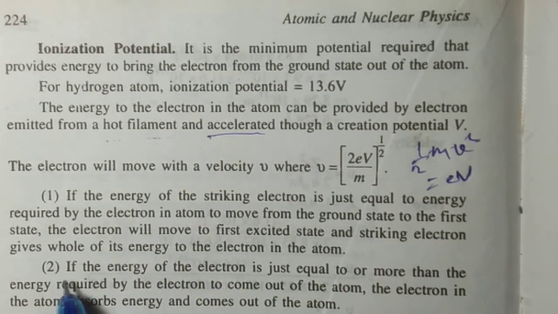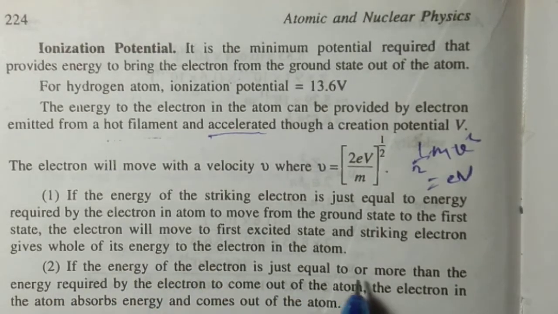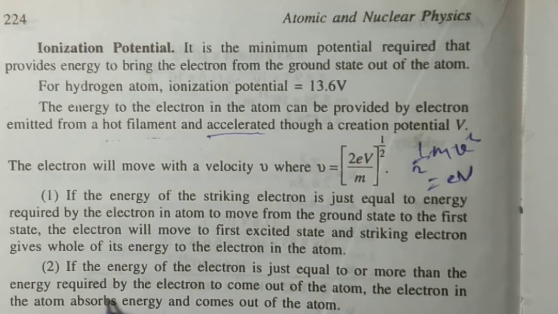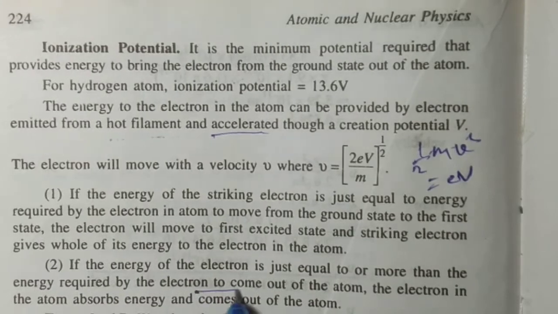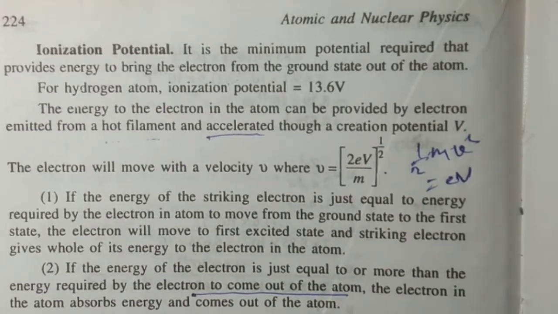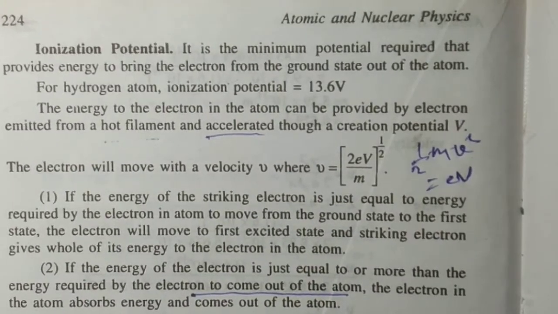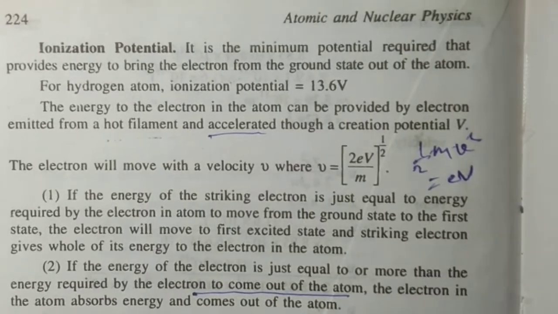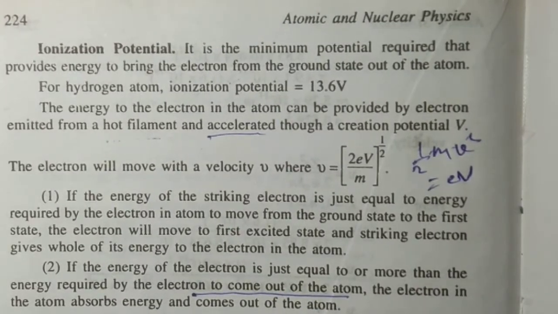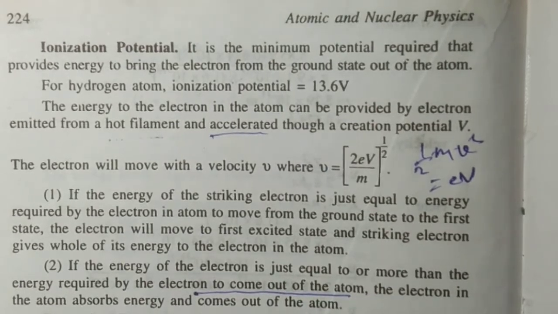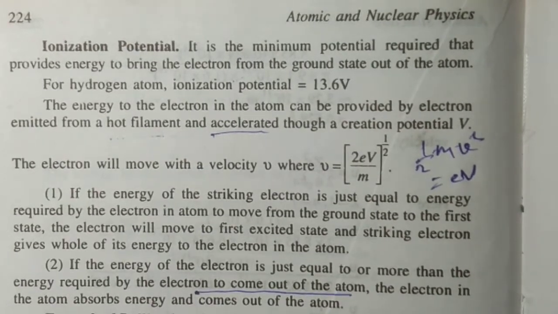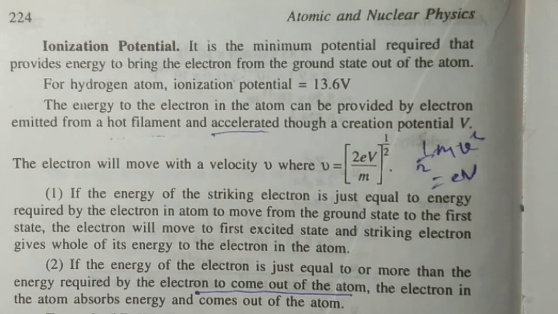The second case is, if the energy of the electron is just equal to or more than the energy required by the electron to come out of the atom, agar itni energy ho ki electron atom se bahar aa sakta hai, to in this case the atom absorbs energy and the electron comes out of the atom. So is case mein electron energy ko absorb karta hai aur atom ke bahar aa jata hai.